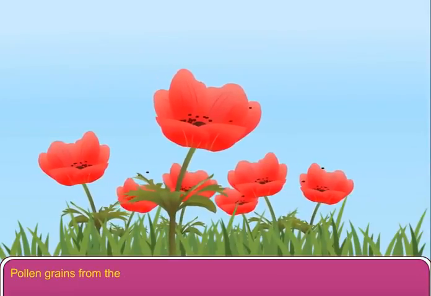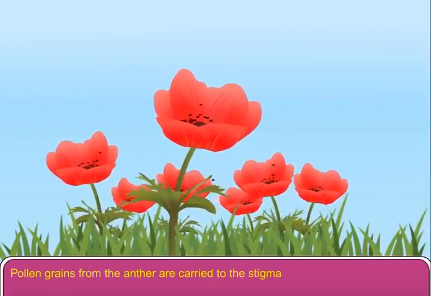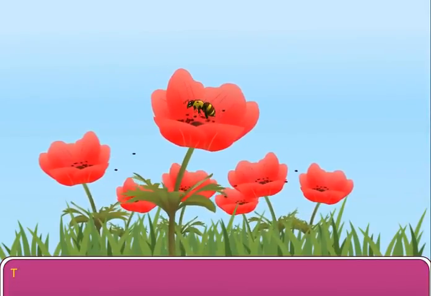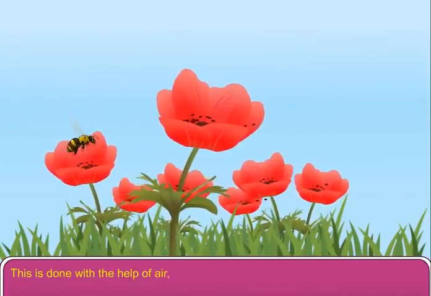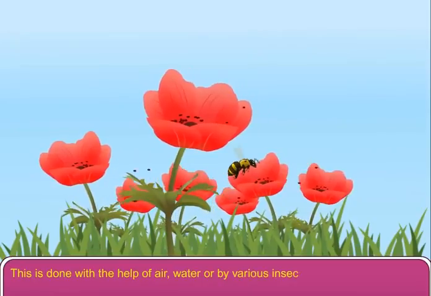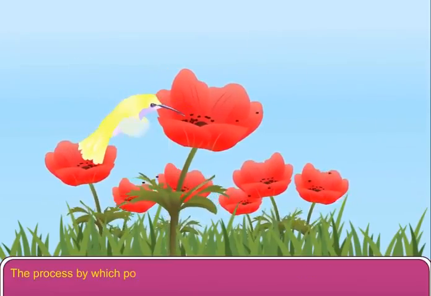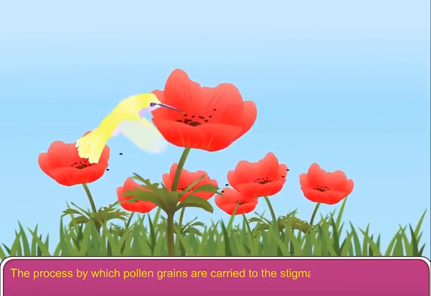Pollen grains from the anther are carried to the stigma of the same flower or to that of another flower. This is done with the help of air, water, or by various insects and animals. The process by which pollen grains are carried to the stigma is known as pollination.